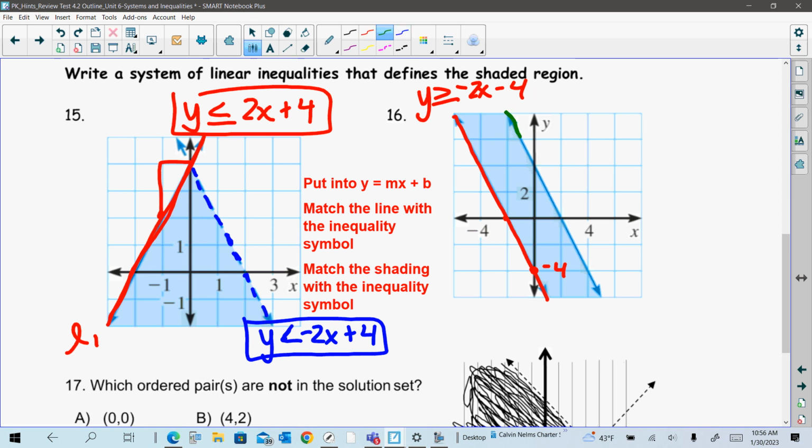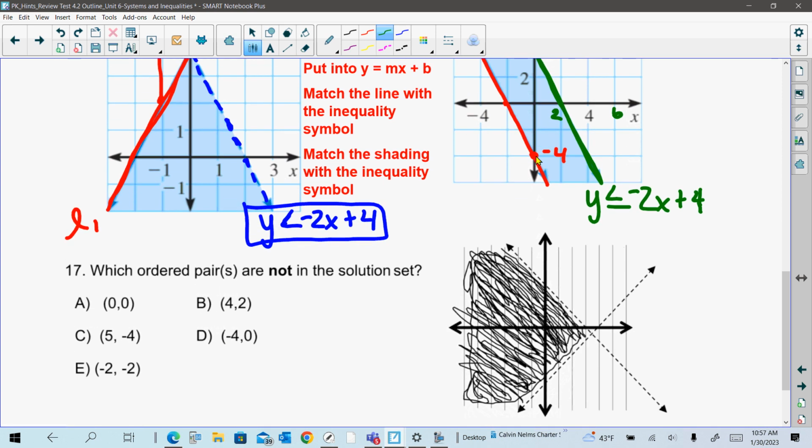Now if I go to the next line, it is solid as well. Where is the shading to that line? Below. So what symbol is that going to be? Less than or equal to. So this would be y is less than or equal to, it has the same slope, so negative 2x, but now its y-intercept is plus 4. Yeah, plus 4. The increments are 2, guys. I don't know if y'all noticed that. It's 2, then 4, then 6.